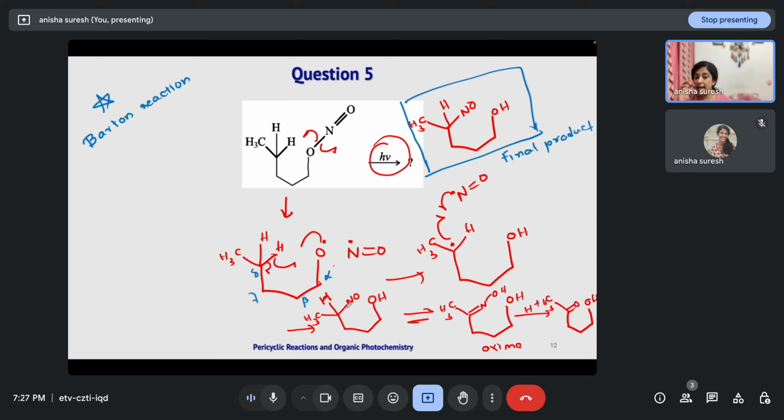And if this reaction is further proceeding to hydrolysis, that time this NO can tautomerize, leading to formation of this oxime, and this oxime upon hydrolysis will result in the formation of this gamma hydroxy ketone. Okay, under H plus condition. So here the H plus condition is not given, so we can stop here. So this will be the final product. Is this clear?